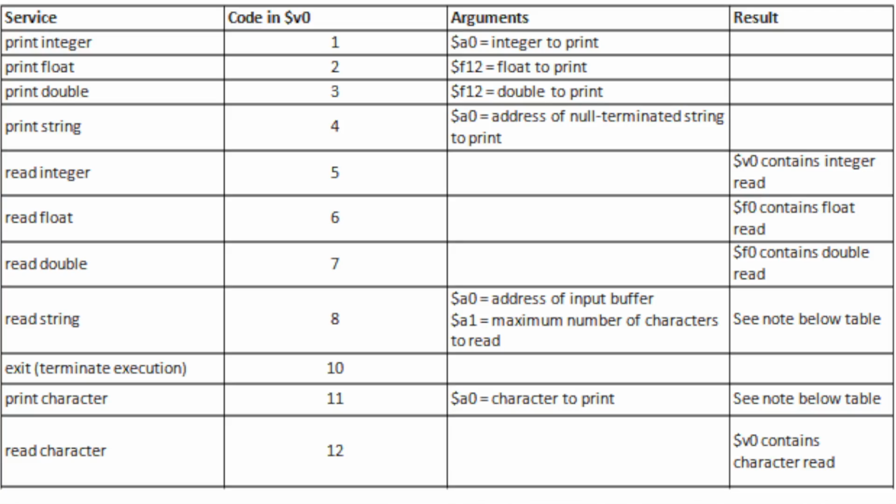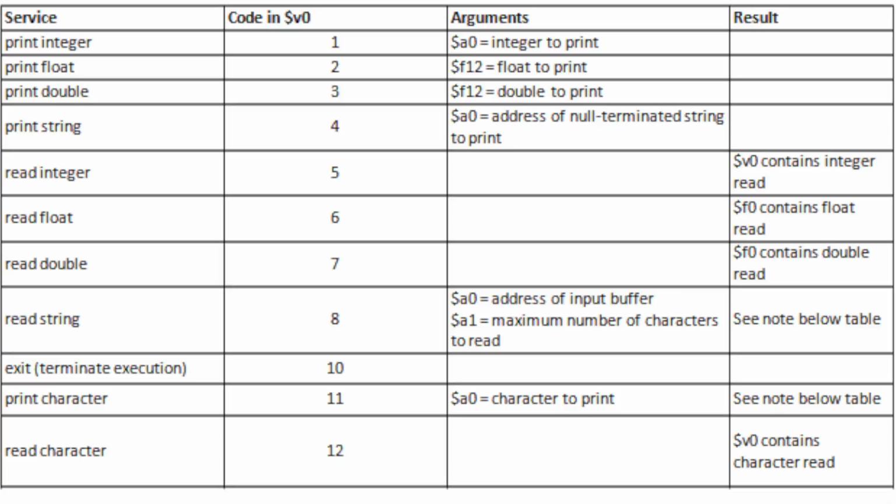So let's look at the table in which we have the service and the code value in $V0. For print integer, we have to take the value as 1. For print float, we have to take value as 2. For print double, we have to take 3. For printing statements, like a string, we have to take 4. For read integer, we have to take 5.